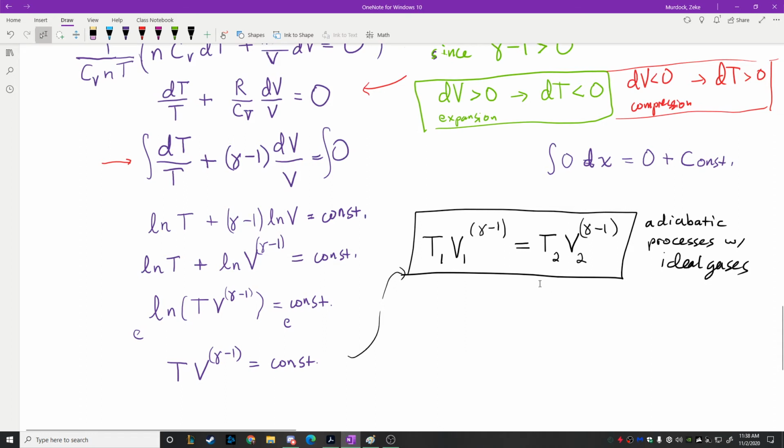Okay. It's not exactly a simple relationship, but gamma is just a number, and it tells us that temperature times volume to some exponent is going to be equal to temperature times the volume at another point in its state to that same exponent. And we'll look at examples where we can use this so we can understand better what's being said here. Does anyone have any questions?